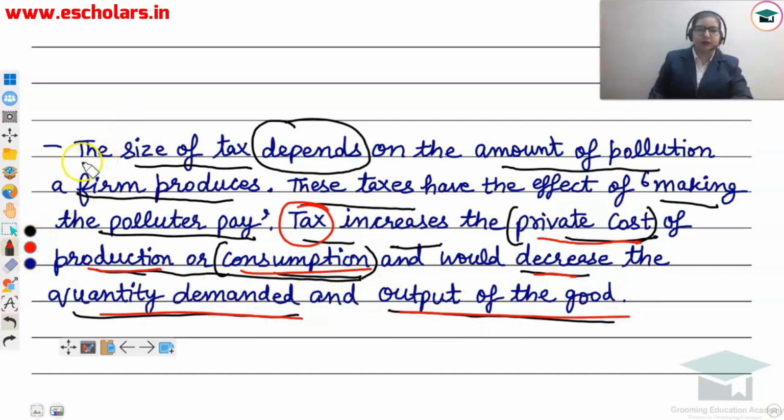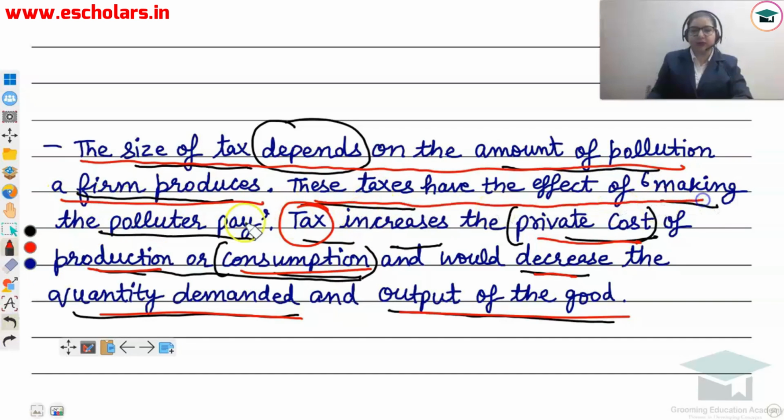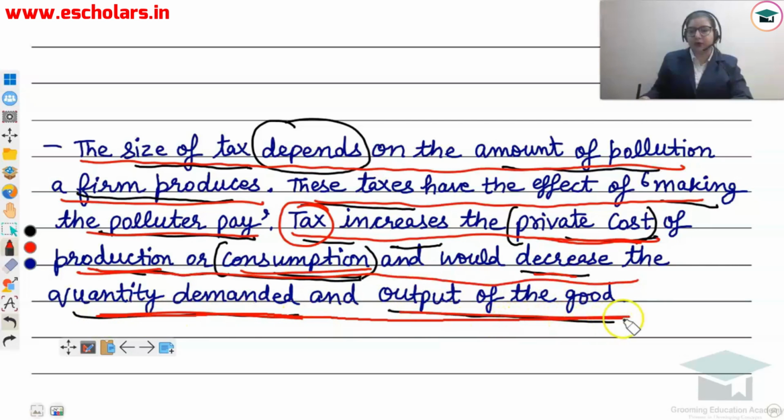So let's recall it till now. The size of tax depends on the amount of pollution a firm produces. These taxes have the effect of making the polluter pay. Tax increases the private cost of production or consumption and would decrease the quantity demanded and output of the good.